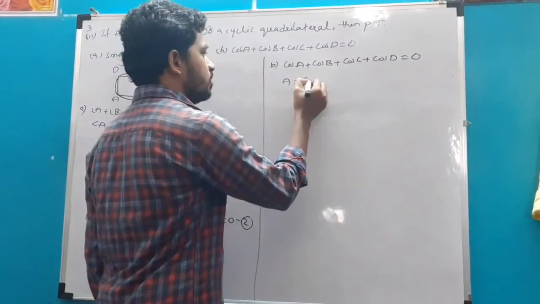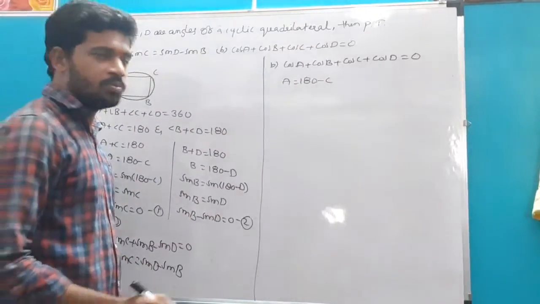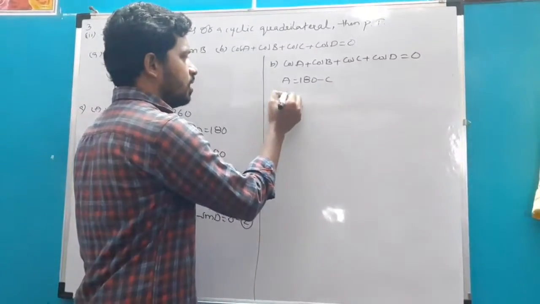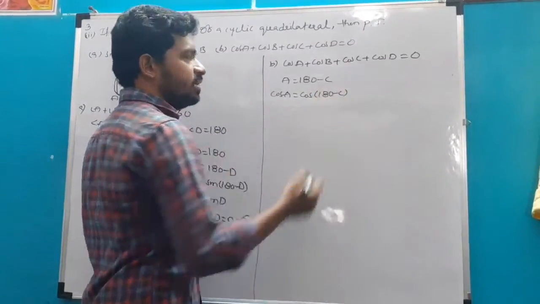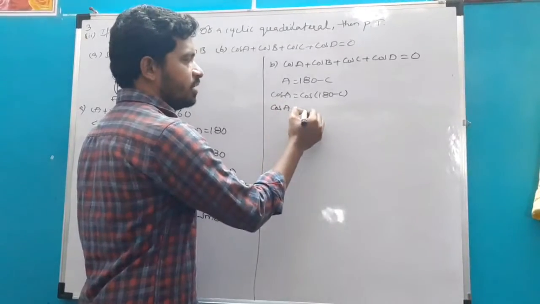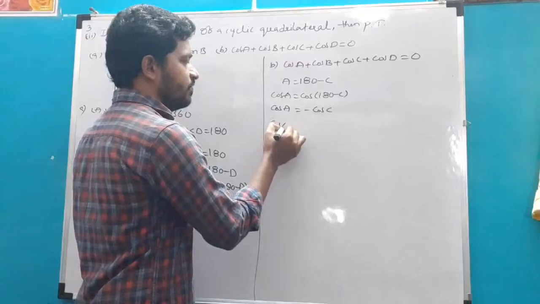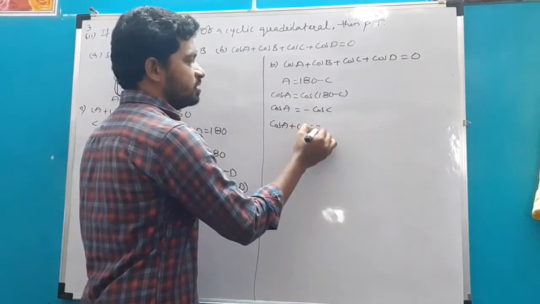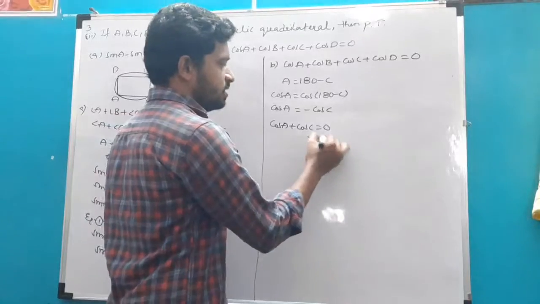So what is the first one? A equal to 180 minus C. By applying the cos on both sides, it will become cos A equal to cos of 180 minus C. So cos of 180 minus theta will become minus cos C. By taking to the left hand side, cos A plus cos C will become 0. So this is equation 3.